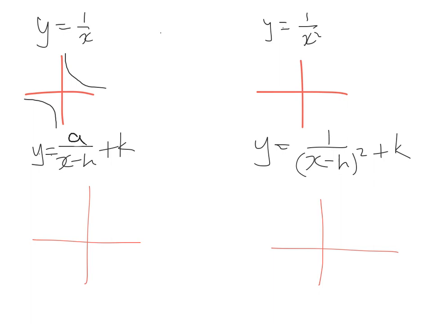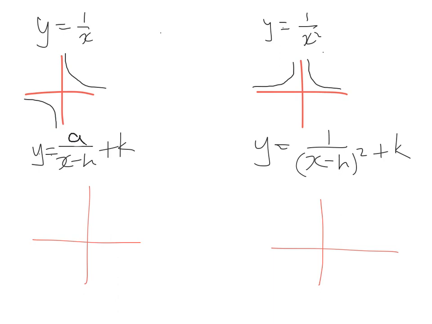1 over x squared over here will graph something that looks like this. And it'll flip what we had here, and I'll make it positive, so it'll reflect it, because anything negative, if we square it, becomes positive. So that's what ends up happening here.